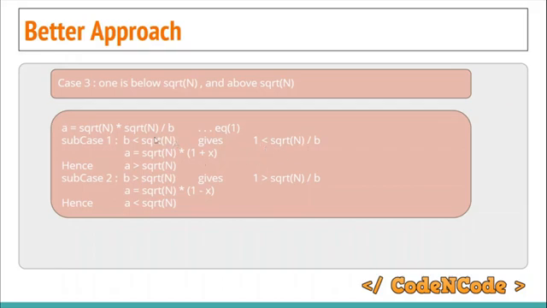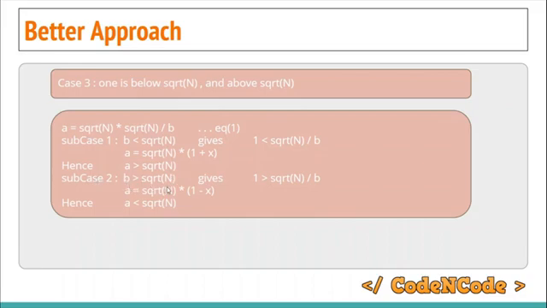And hence I can write square root of n divided by b as 1 plus x, since square root of n divided by b is greater than 1. And if you expand it, you would get a is equal to square root of n plus x into square root of n, which directly shows that a is greater than square root of n. So see, we took b smaller than square root of n, then a comes out to be greater than square root of n. Same goes for this.